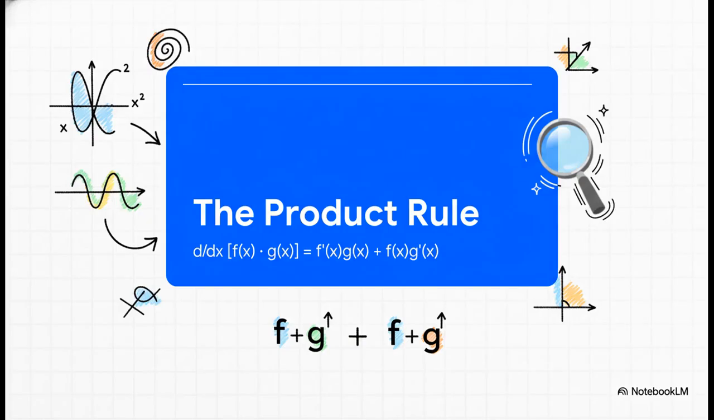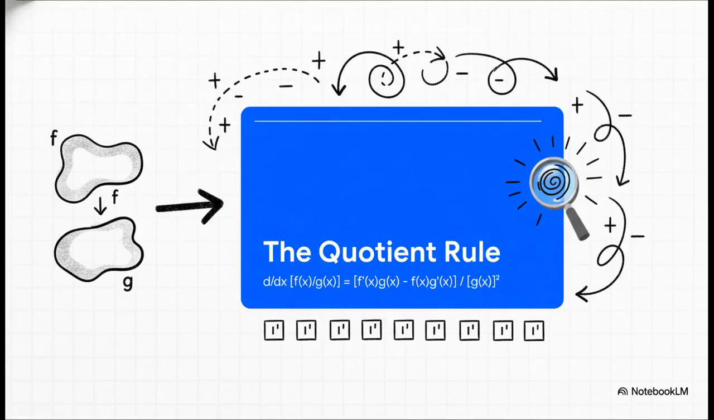So what happens when you have two functions multiplied together, like x squared times sine of x? Well, you can't just differentiate each part separately. That's where the product rule saves the day. It's a simple pattern. Derivative of the first times the second, plus the first times the derivative of the second. And you guessed it. For functions that are divided, we have the quotient rule.